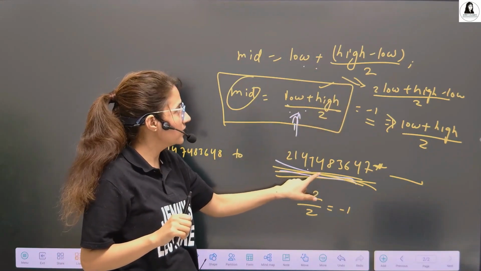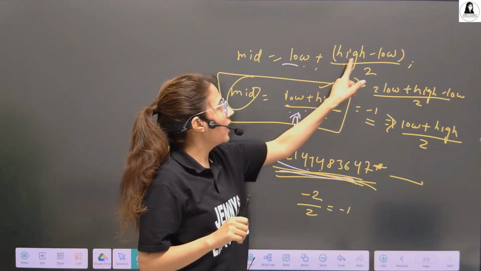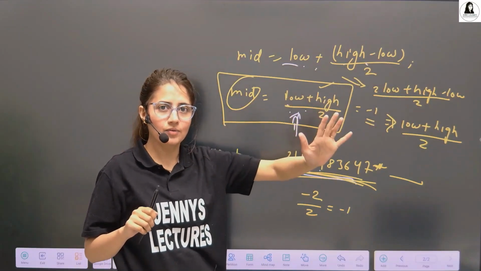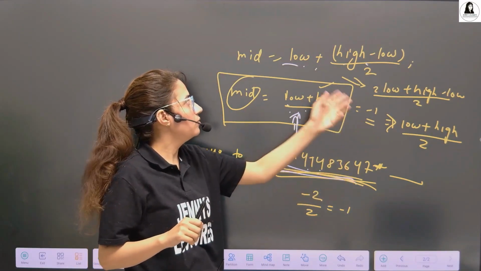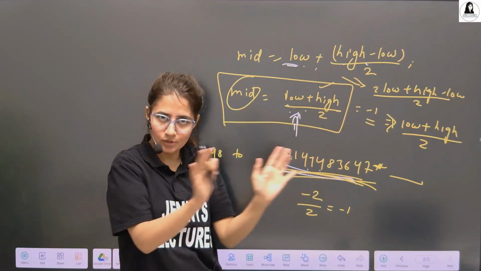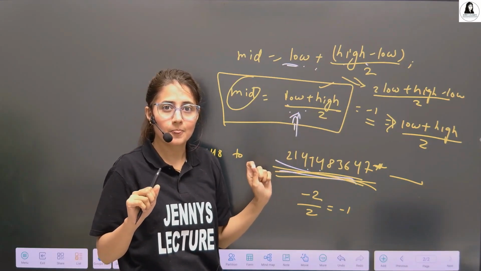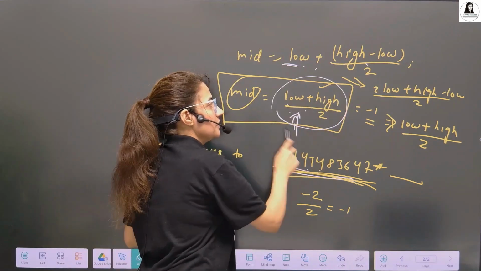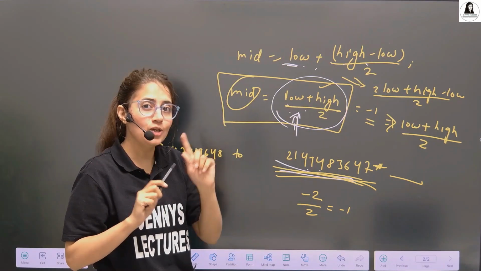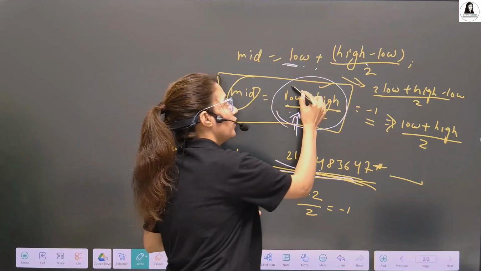If both are the same, then low is this plus high minus low. We are not going to add, we are going to subtract. Then it becomes 0, then divided by 2, and you will be within the range itself even if both are huge numbers. So rather than writing the earlier form, the better way while writing the binary search algorithm is to write this.